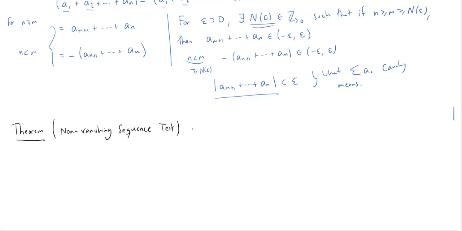Okay? So if a_dot converges to some L, which is not 0, or if a_dot diverges, so that's the two ways that a sequence wouldn't converge to 0. You could either converge to something else, or you could just diverge. Okay, so if either one of those happens, then the sum of a_dot diverges.